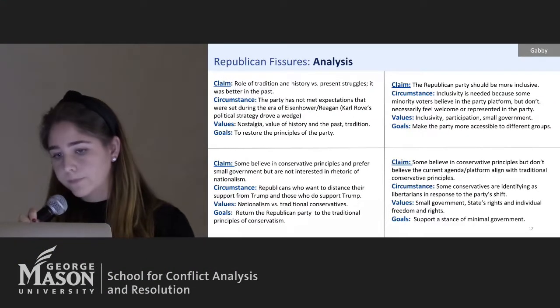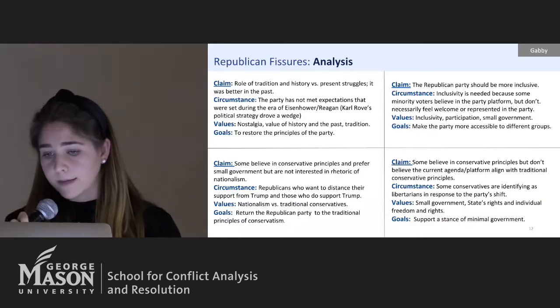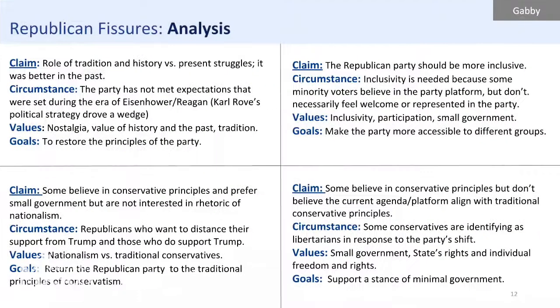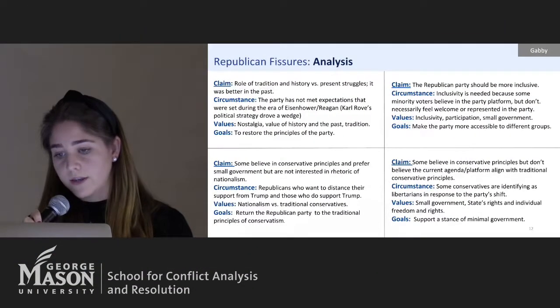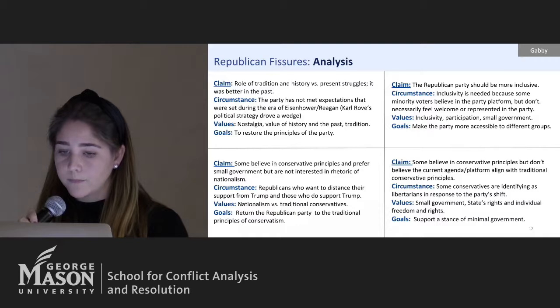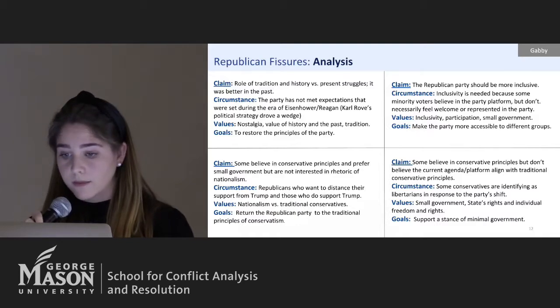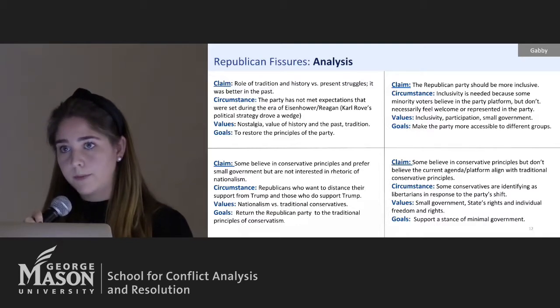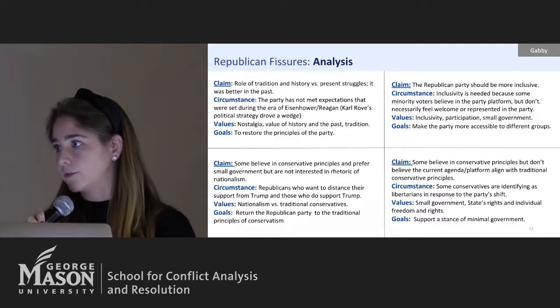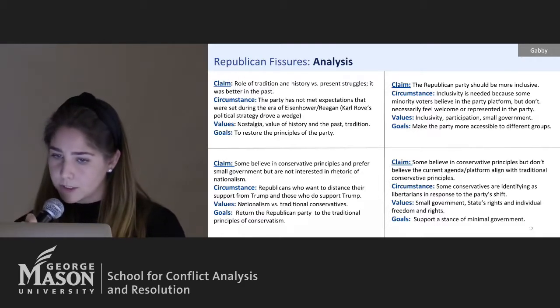The goal here is to return, again, the party to traditional principles of conservatism rather than principles of nationalism. A third claim is the Republican Party should be more inclusive. Inclusivity is needed because some minority voters believe in the party platform, but don't necessarily feel welcome or representative in the party. The values here are inclusivity, participation, and small government. The goal is to make the party more accessible for different groups, which would benefit and be able to reach a wider set of the population.